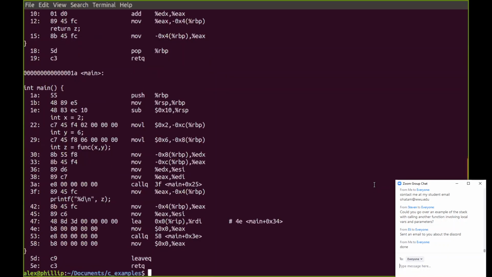So what we're going to see here is that in between these lines, it's going to show the source code so we can see what's happening. So here we're going to define x to be 2. You can see that it's moving the constant 2 to our register RBP, offset by some amount. And then we're also going to have reserved y. So see what it does here.